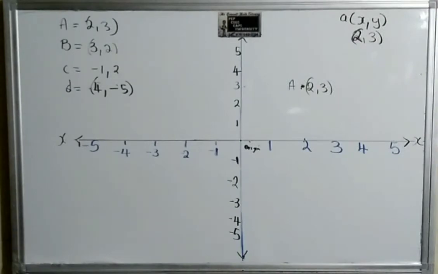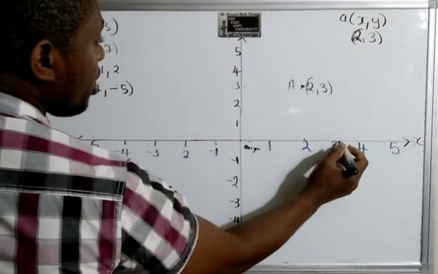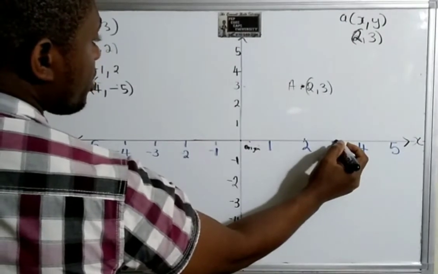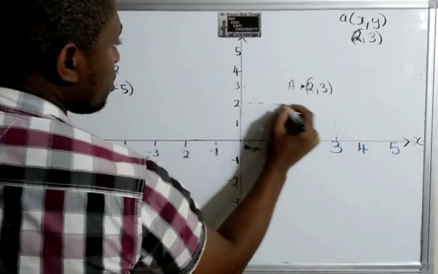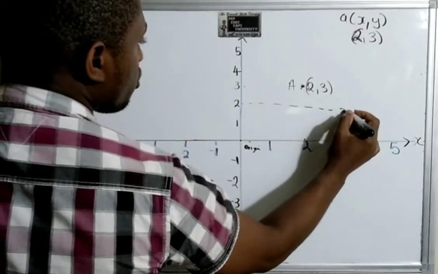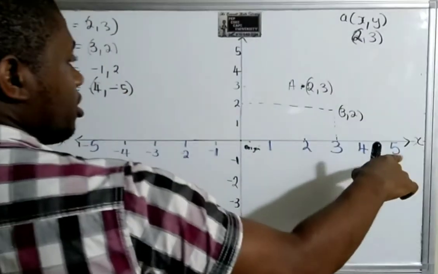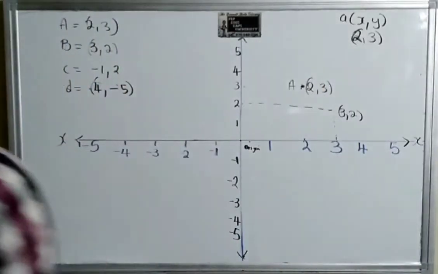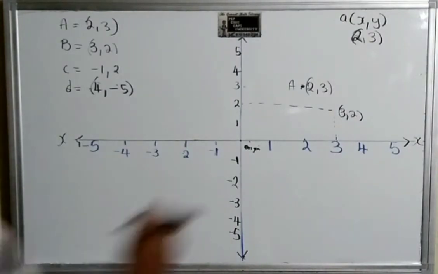Alright. Next, we are asked to find (3, 2). So we find 3 on the x-axis because x is always first, and 2 on the y-axis, see it? And this is (3, 2). So it's 3 across, 2 up. Alright, good job guys, good job. I know you're paying attention, and that is point B.